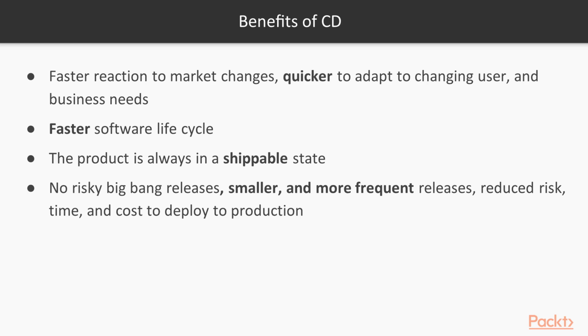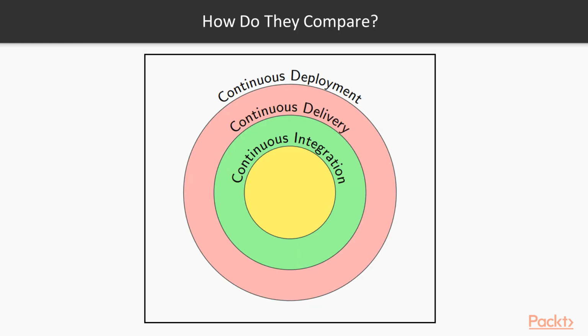CD also produces software which is always ready to be shipped to production. It also avoids the risks associated with big bang releases when lots of big changes are made. As a result, risk, time, and cost of deployment to production are reduced, not to mention the peace of mind of an easy deployment. So, how do CI and CD compare?